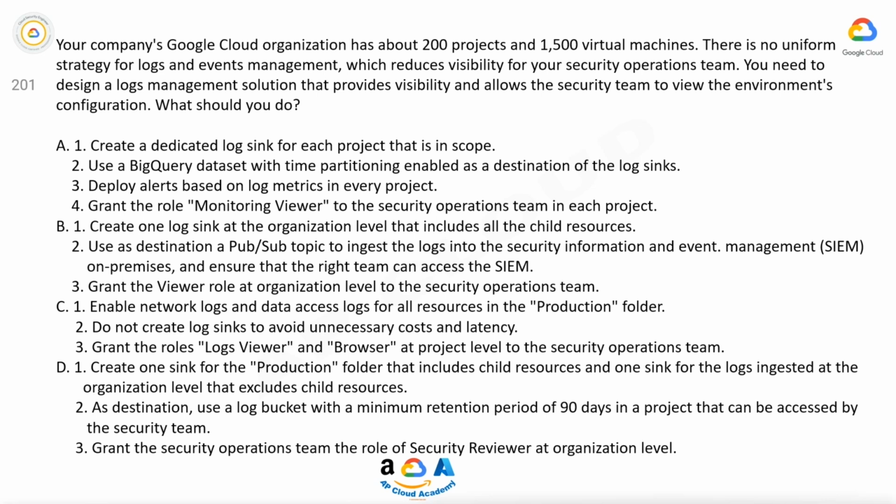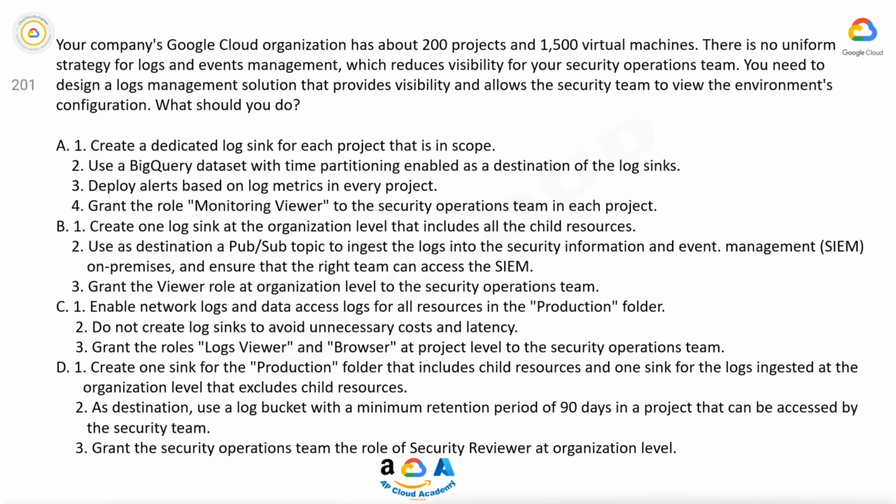A. 1. Create a dedicated log sink for each project that is in scope. 2. Use a BigQuery dataset with time partitioning enabled as a destination of the log sinks. 3. Deploy alerts based on log metrics in every project. 4. Grant the role monitoring viewer to the security operations team in each project.